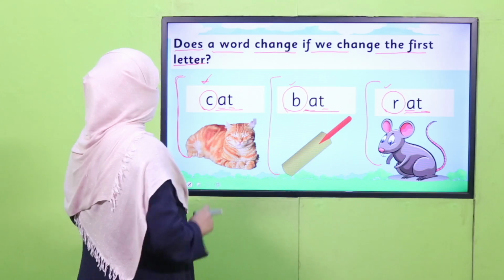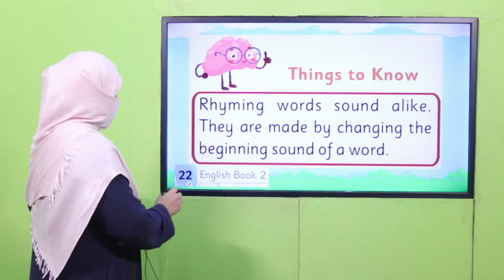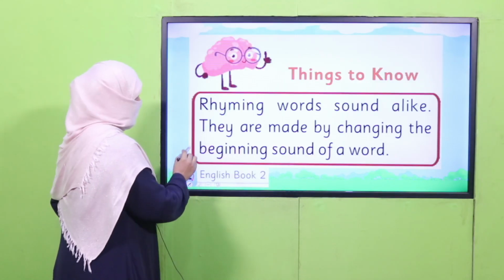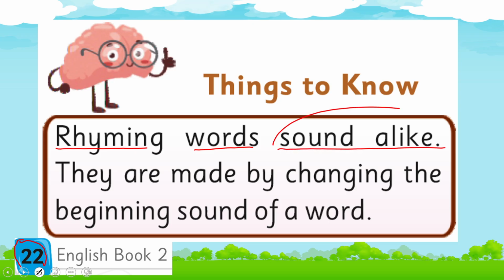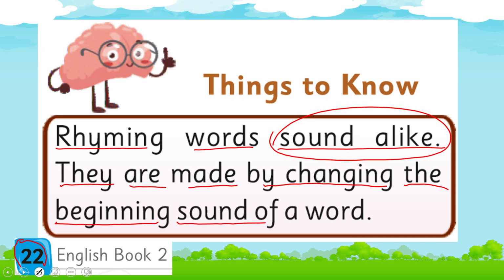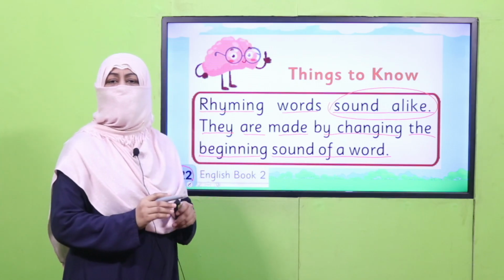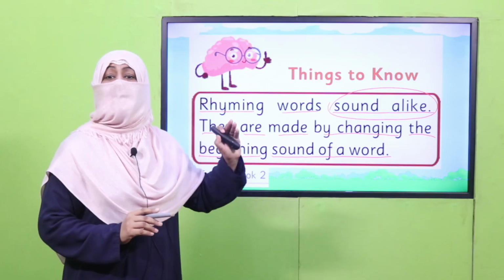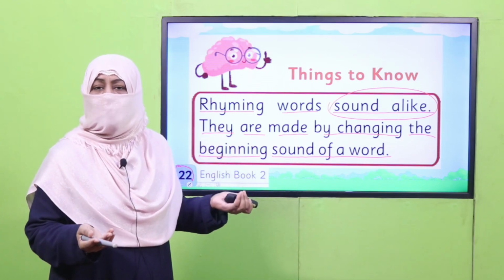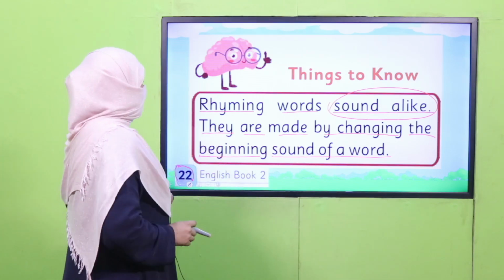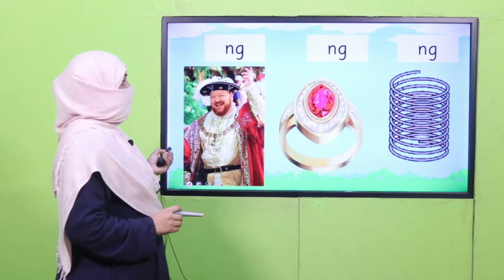Let's see what your book says about it. On page number 22, it's mentioned. Rhyming words sound alike. It's important. They sound alike. They are made by changing the beginning or initial sound of a word. So when we change the beginning sound and the last sound is the same and the words sound the same, they are called rhyming words. There is an example further.